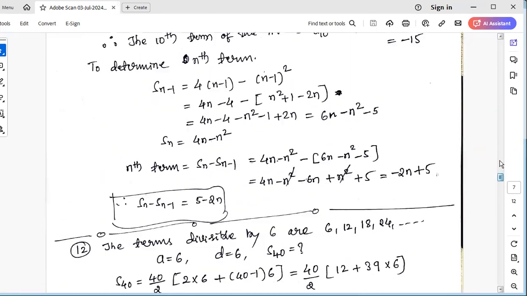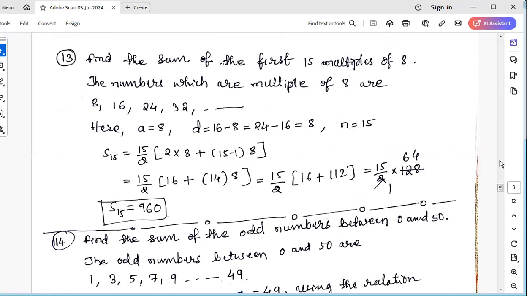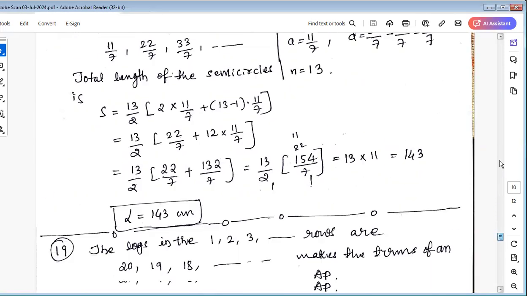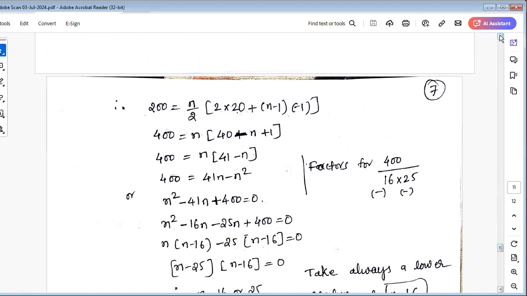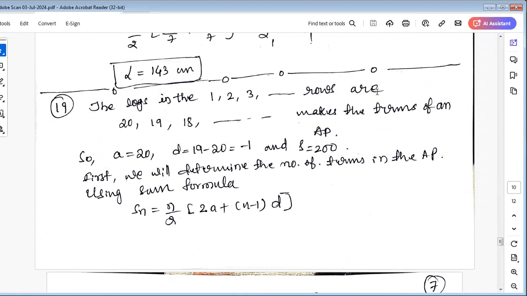We'll go to its solution. So problem number 19 is like this. It is a simple problem. See, the logs in the first, second, and third rows are like this: 20, 19, 18, and so on. So they make the terms of an AP. So the first term here is 20 and the common difference is 19 minus 20, which is minus 1, and the sum is 200. First, we will determine the number of terms in the AP using this formula.